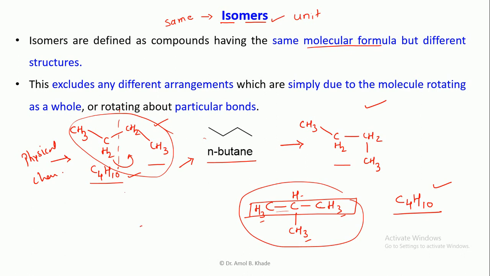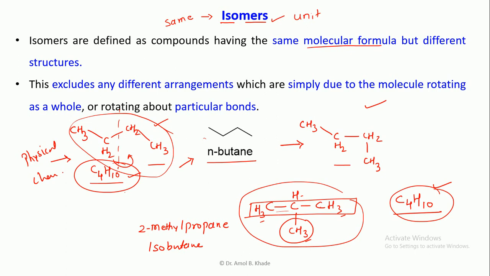So you can nomenclate this as 2-methyl propane, because 3 carbon atoms are there, and at carbon 2 we have a methyl. We can also refer to this as isobutane. We have already discussed the nomenclature of these alkane compounds. So I can say N-butane and isobutane, or 2-methyl propane, are isomers of each other because they have the same molecular formula C4H10, but their arrangement of atoms is different, their structures are different, and because their structures are different, the molecules are totally different.